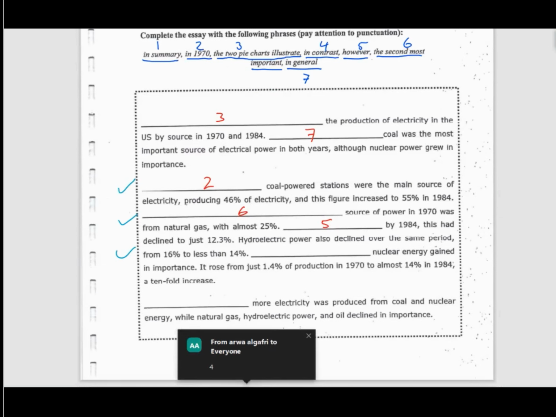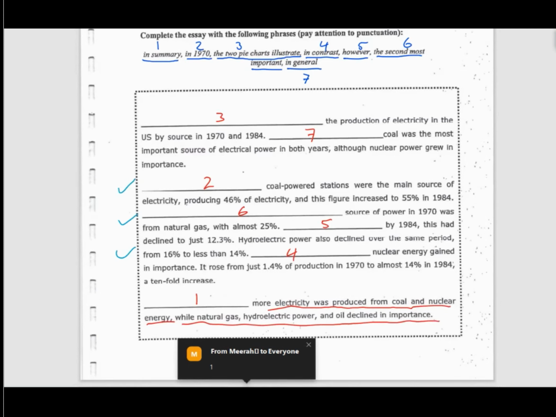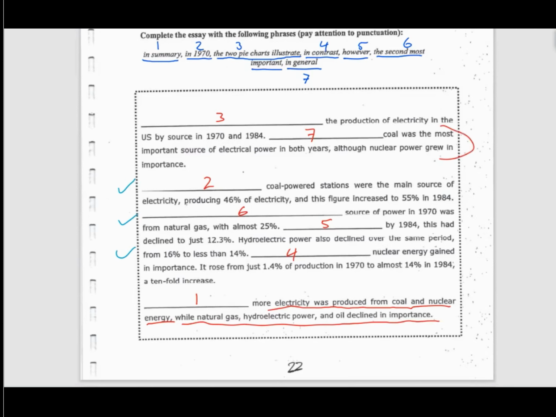The next one, number 4, in contrast. Yes. And the last one is number 1, in summary. Okay, see, look at this sentence again. In summary, more electricity was produced from coal and nuclear energy, while these declined in importance. The highest and the lowest. Or it's a paraphrasing of the overview sentence.